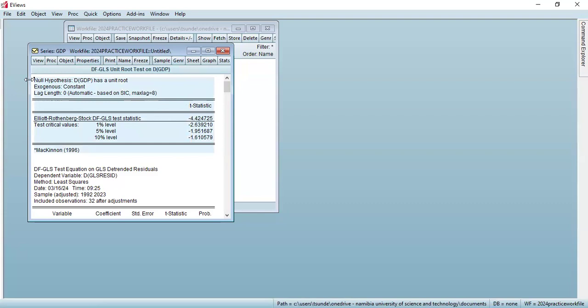And as you can see, we now have the first difference of GDP has a unit root, right? So that's our null hypothesis. And let's look at our calculated T statistic. This is the calculated T statistic, right? It's more negative than all these critical values, meaning that the first difference of GDP is stationary. Now stationary at what level of significance?